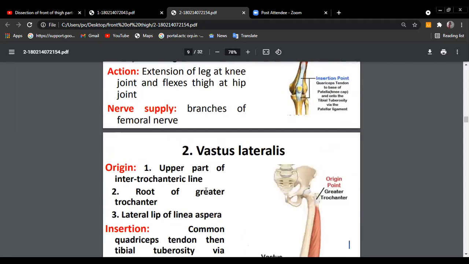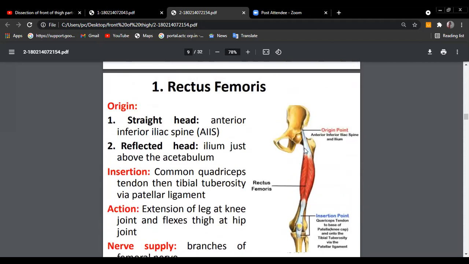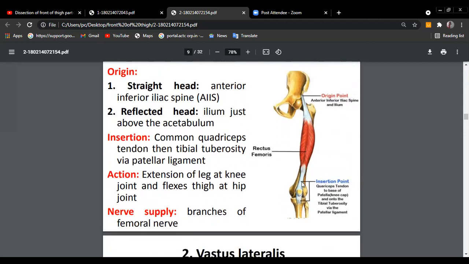Now, if you just observe rectus femoris, it is a bipinnate type of muscle, as you can see from this picture. So it has a straight head and a reflected head, which we studied when we were doing the hip bone. The straight head comes from the anterior inferior iliac spine. The reflected head comes from the ilium just above the acetabulum. Insertion: common quadriceps tendon, then into the tibial tuberosity via the patellar ligament, that is ligamentum patellae.